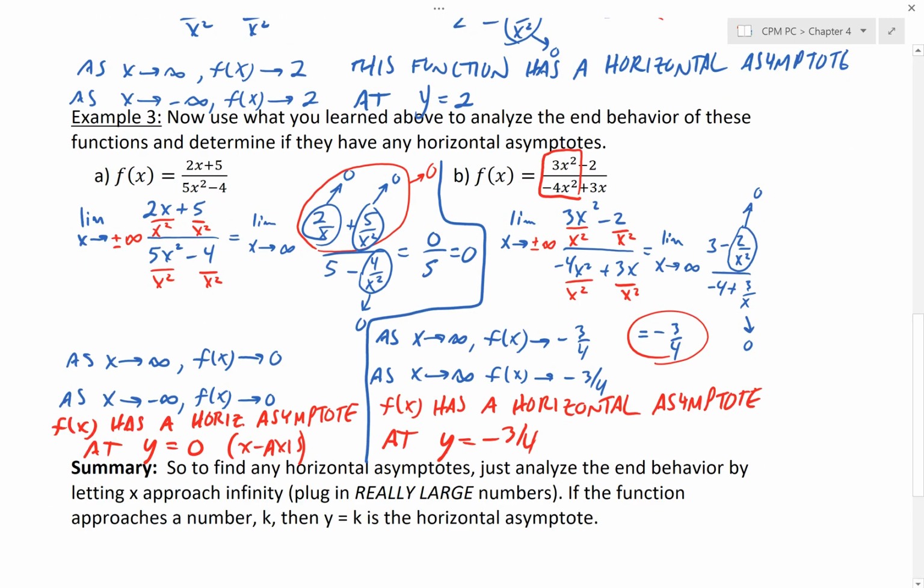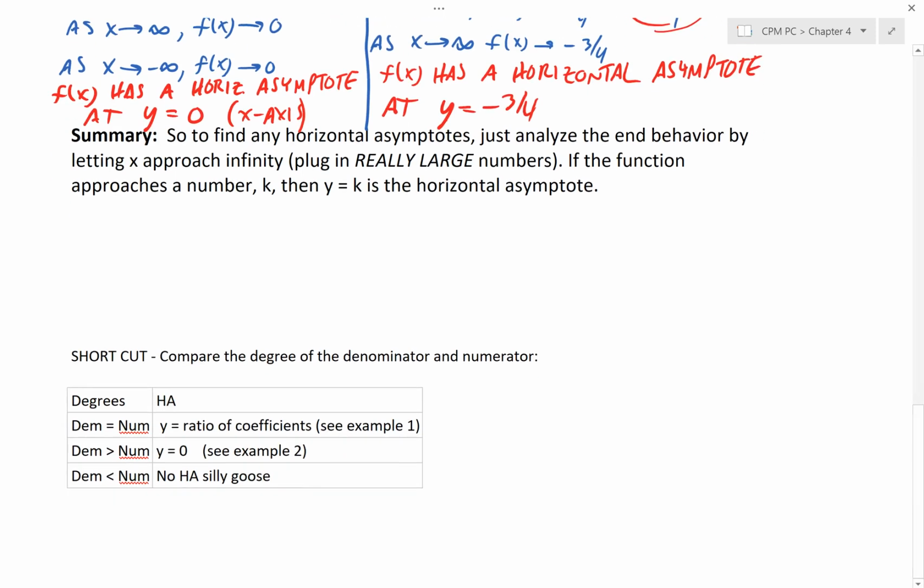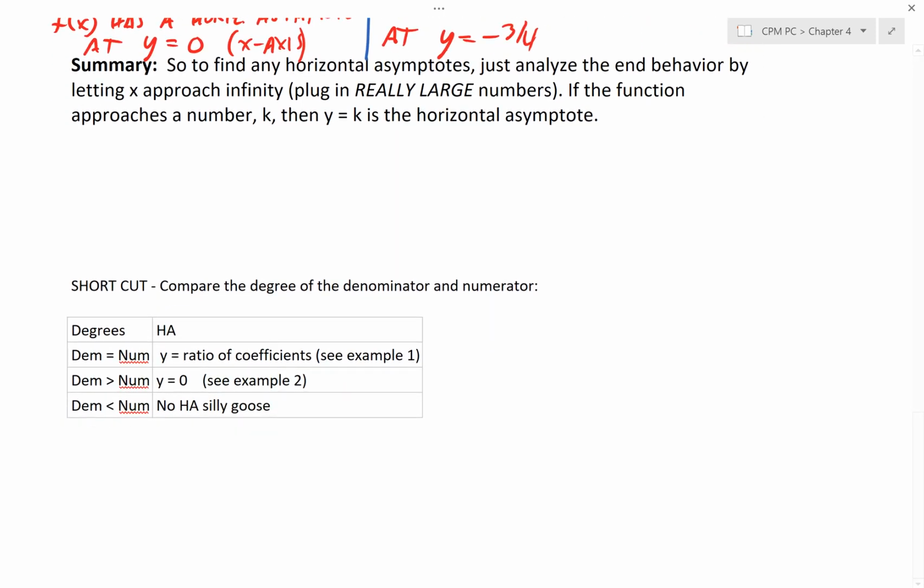Okay? So I have here the shortcut kind of in a little table. The first column is telling you the degree of the numerator and the denominator. If the degrees are equal, then we have a horizontal asymptote at y equals the ratio of the coefficients. That shouldn't say example 1, that should say example 2.